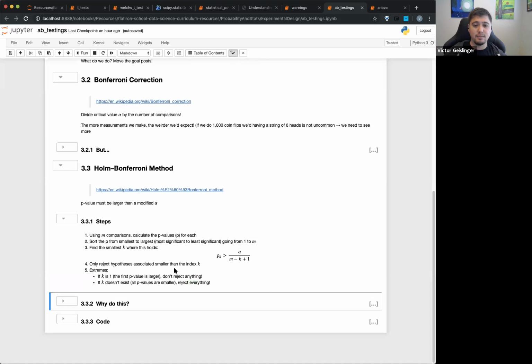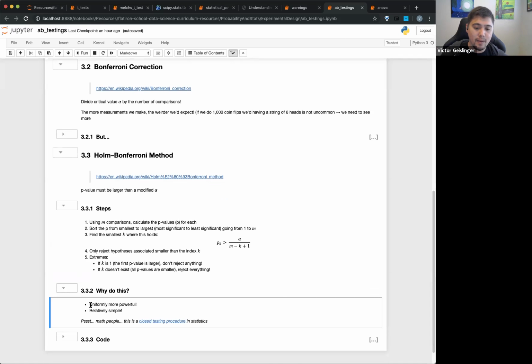It helps balance being conservative, but also not too conservative, being careful about multiple comparisons. So let's see if I put any extra stuff. Yeah, this is for the statistical nerds looking into this: it's uniformly more powerful, which I won't go into the full details of. Again, this is why it's more focused on academia. And I say relatively simple. I know that me explaining it probably doesn't sound very simple, but you can implement this and not have to worry about what alpha you should actually use.